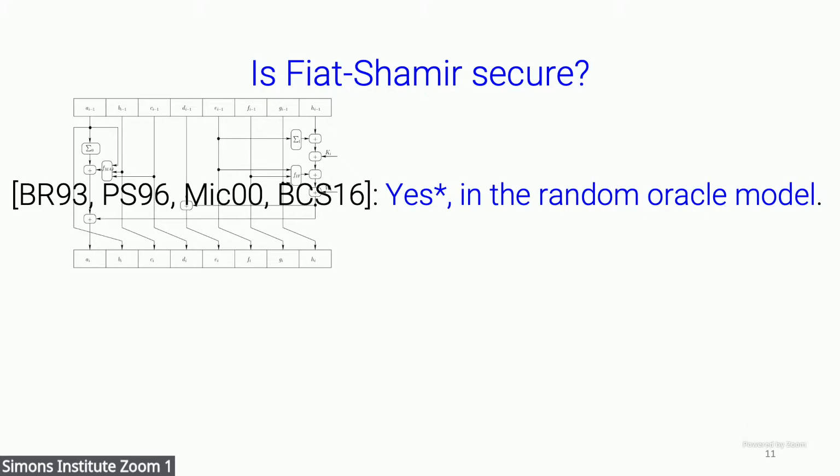So you just assume that nobody can actually put their hands on the hash function. All they can do is run it on a polynomial number of inputs. Okay, and so in quite a high level of generality, we know that in this idealized model, Fiat-Shamir is secure. But this talk is precisely about how to prove security in the standard model.